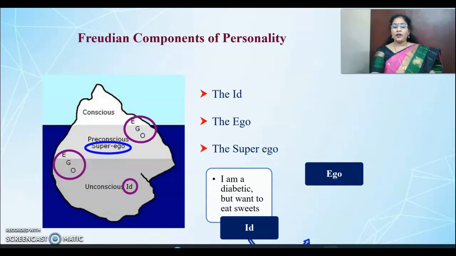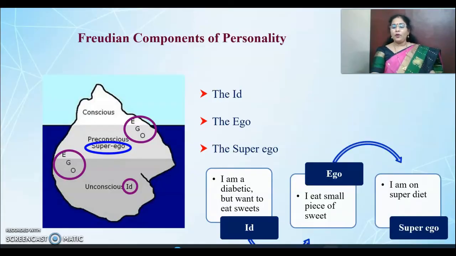But the ego behavior will tell us or teach us what to do, what not to do, like a sort of policeman. So ego behavior is saying I can eat a small piece of sweet without the knowledge of other people. So that is ego behavior. After eating, you will have a sort of guilty conscience. And superego is a behavior where it will motivate the person to follow the moral values. So you can say that I'm on a super diet, I'm not going to eat chocolate at all. So here you are able to have proper control over your eating behavior.